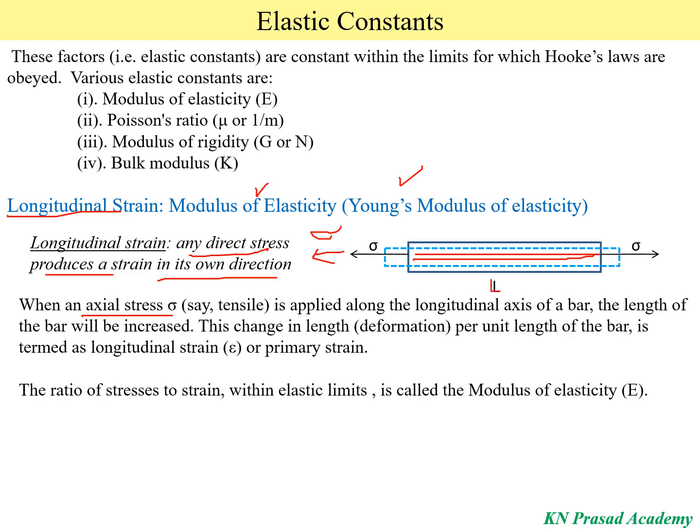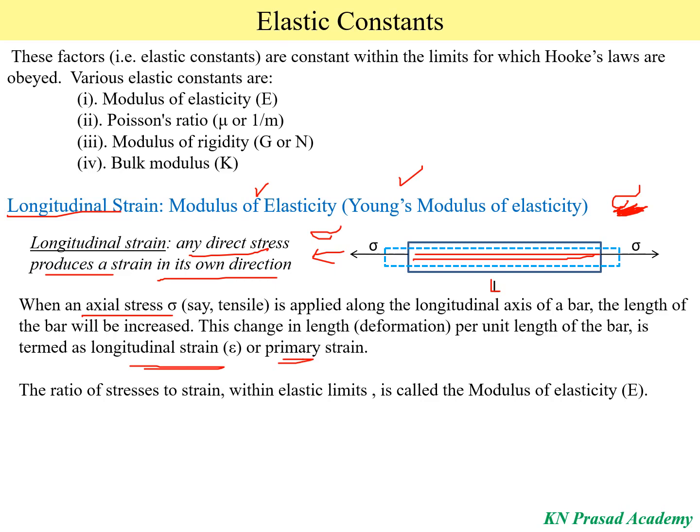So now the length of the bar is increased. This change in length is what we call the deformation. This change in length per unit length of the bar is called the longitudinal strain, or maybe the primary strain. So longitudinal strain is when you are applying the stress in the same direction. The dimensions will change, and that we call the strain. The strain in the same direction as the stress producing it we call the longitudinal strain.